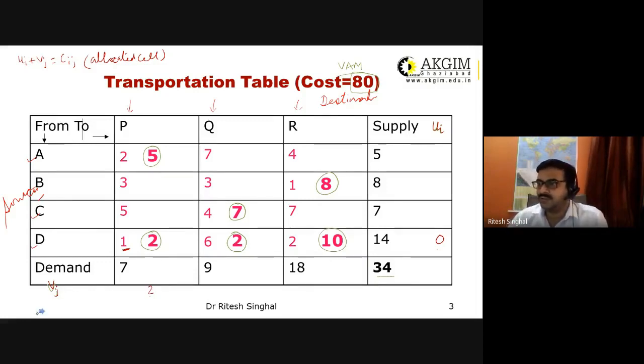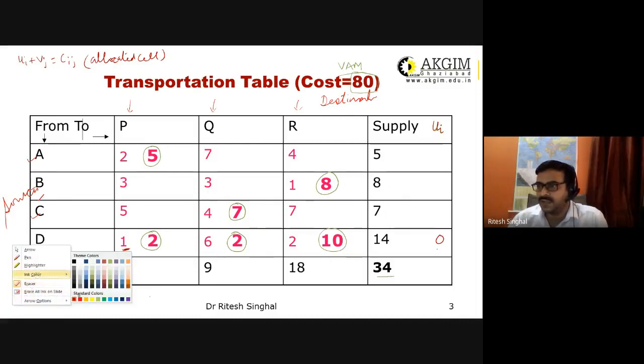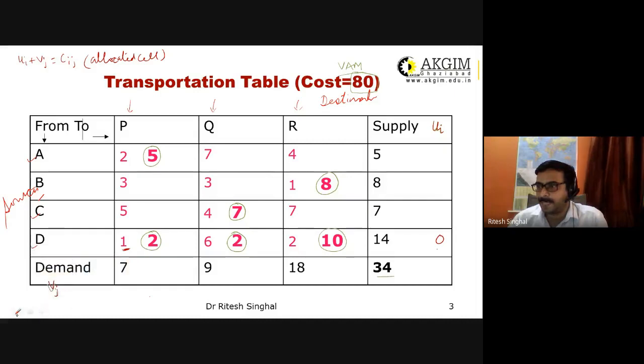So here we have to write, yes, this to be 1. Similarly, this is to be written as 6, this is to be written as 2. So 0 plus 1 is 1, 6 plus 0 is 6. UI plus VJ is nothing but the cost for each allocated cell. For this purpose, we have to consider only the allocated cells.